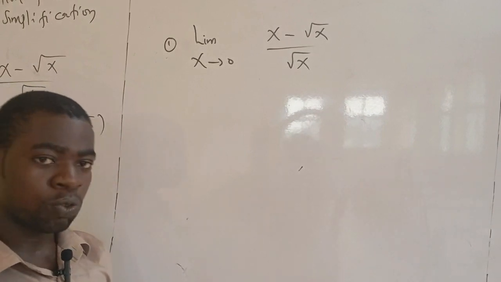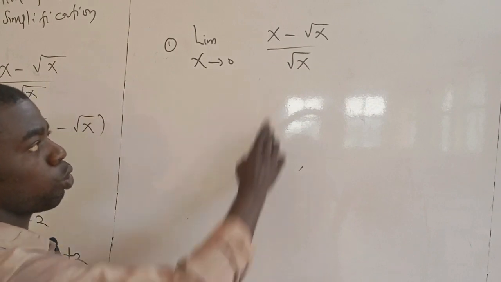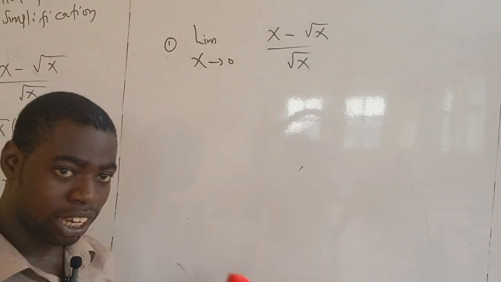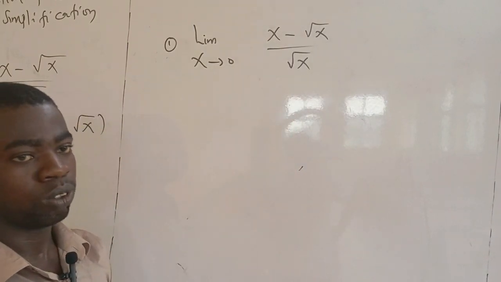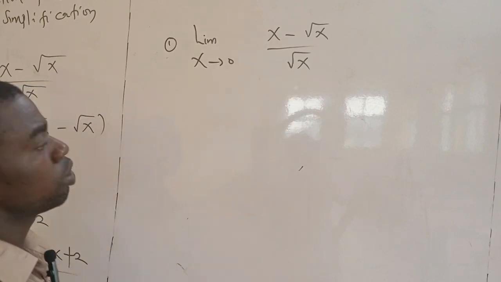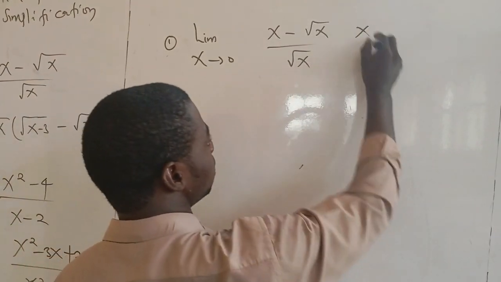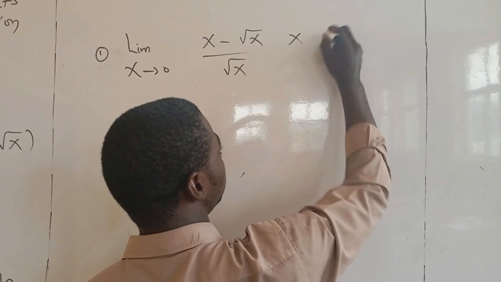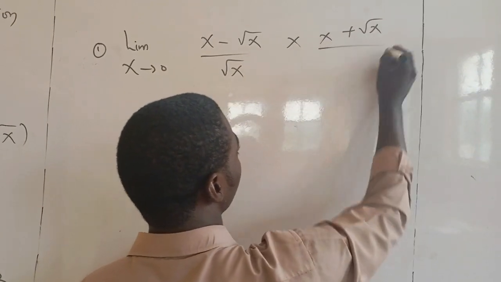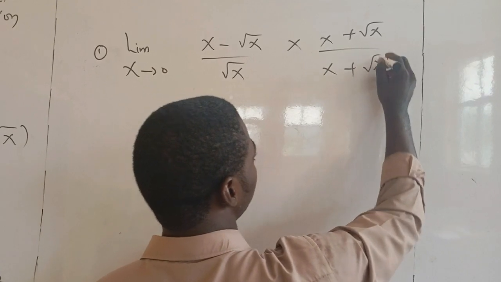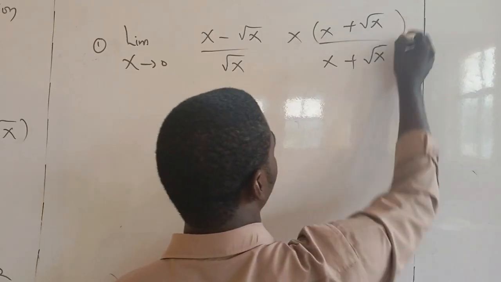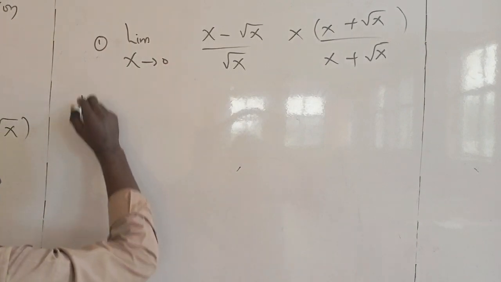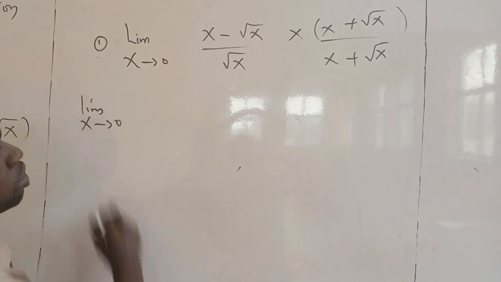Why are we rationalizing instead of factorizing? We are rationalizing because of the square roots that we have here. That's the reason why we are rationalizing instead of factorizing. So let's rationalize this question. We are going to be rationalizing by multiplying by the conjugate, so this is x plus root x all over x plus root x. So expanding will give us our limit as x approaches 0.